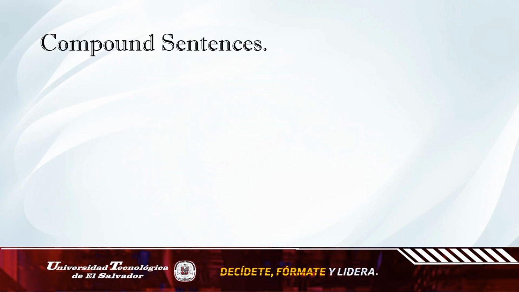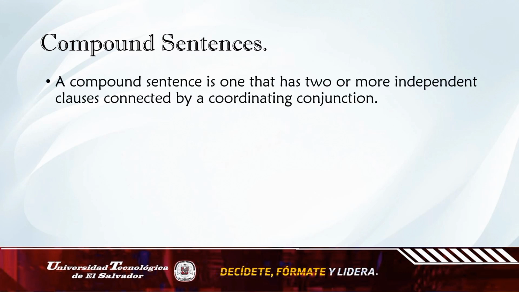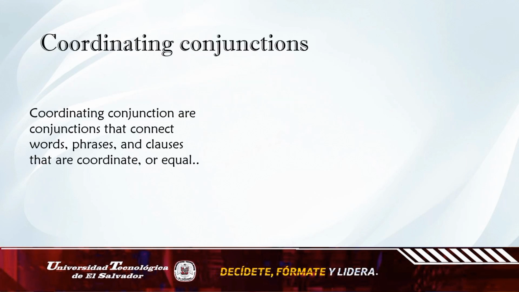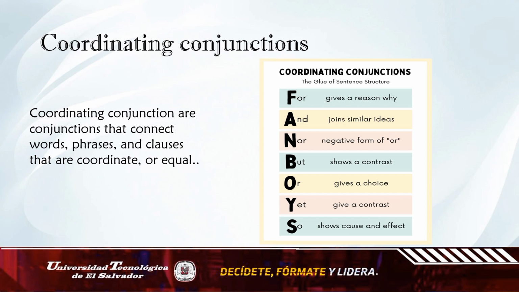What is a compound sentence? A compound sentence is one that has two or more independent clauses connected by a coordinating conjunction. Coordinating conjunctions are conjunctions that connect words, phrases, and clauses that are coordinate or equal to each other. There are 7 coordinating conjunctions: for, and, nor, but, or, yet, so. They can be remembered using the acronym FANBOYS. In the chart you can see the meaning of each one.